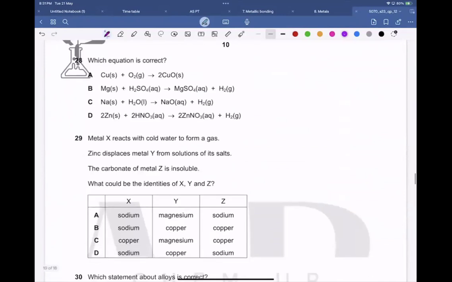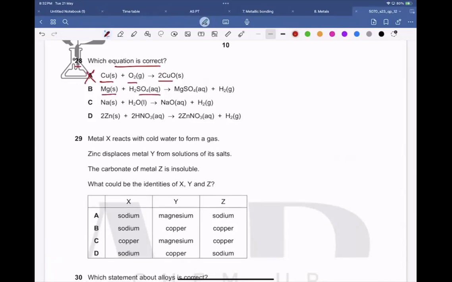Okay. Now question number 28. Which equation is correct? Cu and O2 giving CuO. If you see, the equation is not correctly balanced either. So A goes wrong. Magnesium metal with sulfuric acid forms, yeah, it seems correct. Sodium with water: sodium hydroxide is formed, not sodium oxide. Zinc with nitric acid gives zinc nitrate, but the formula of zinc nitrate is wrong. So D goes wrong. So B is left. So B is the correct answer. Over here, the formula would be NaOH, and over here, the formula of zinc nitrate would be Zn(NO3)2.